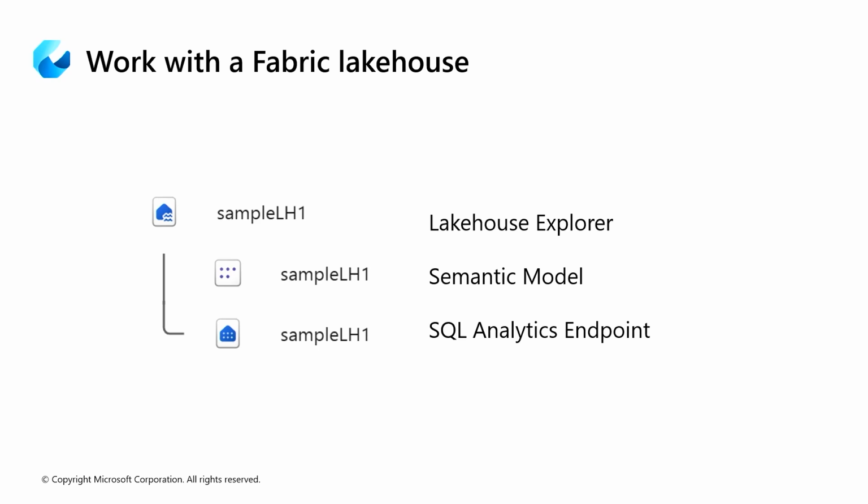Each lakehouse produces 3 named items in a Fabric-enabled workspace. The lakehouse item contains storage and metadata where you interact with files, folders, and table data. This interaction happens through the Lakehouse Explorer interface.